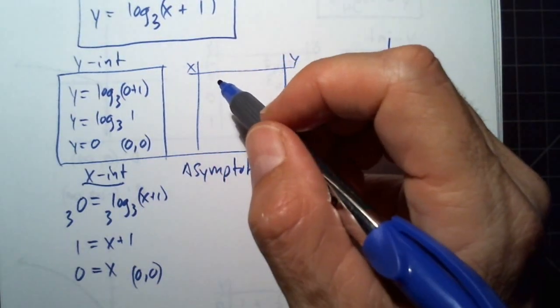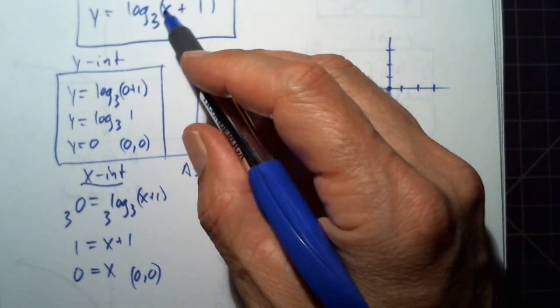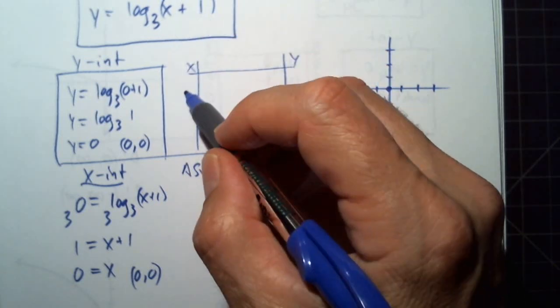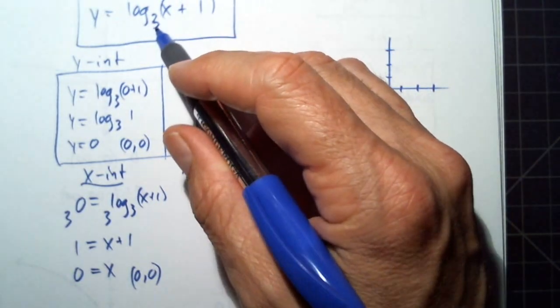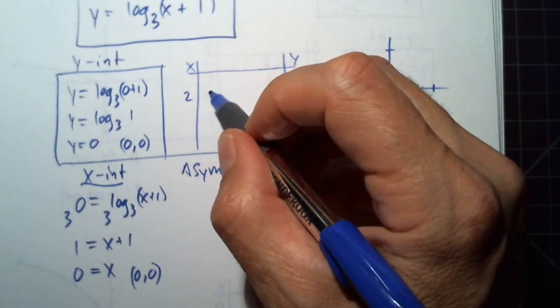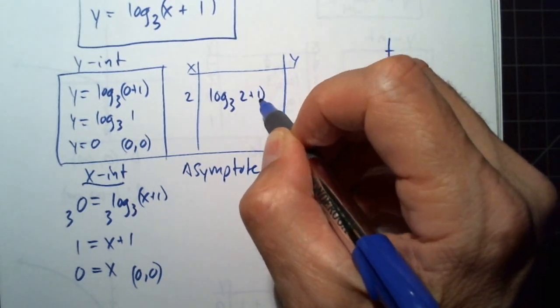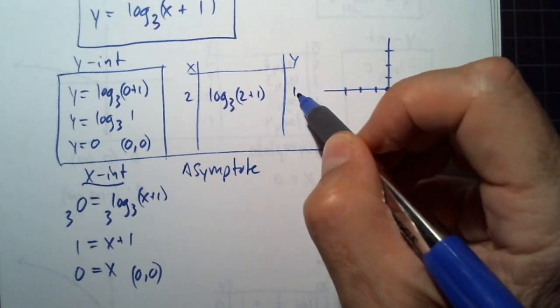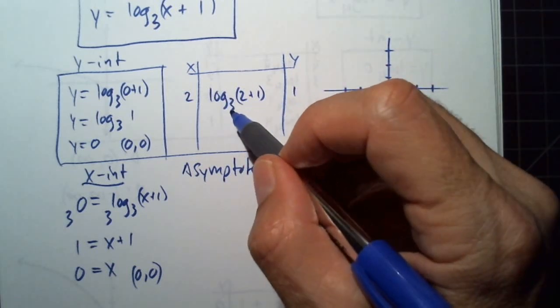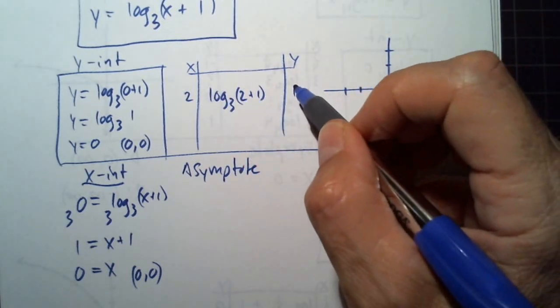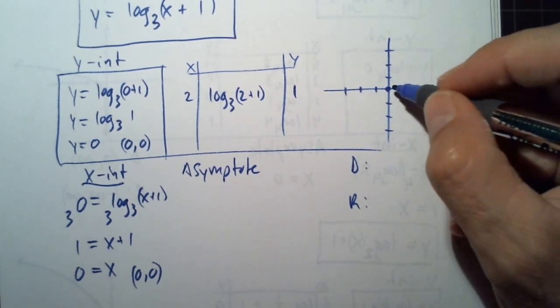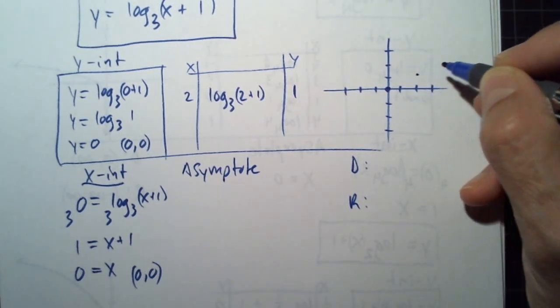And let's try some good choices. I know 2 is a good choice because that'll be 3. Let's just stick with that one. Log base 3 of 2 plus 1 is going to be 1. To what power do you raise 3 to get 3? You raise it to the first power. So over 2 up 1.